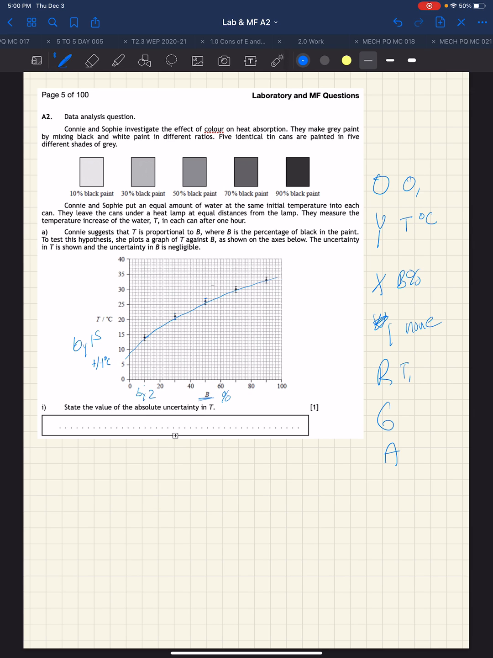Well, we can read temperature and B. The gradient is delta T over delta B. And that is going to be the degrees Celsius per percent increase in black paint. The area is degrees Celsius times percent. And percent isn't really a unit.